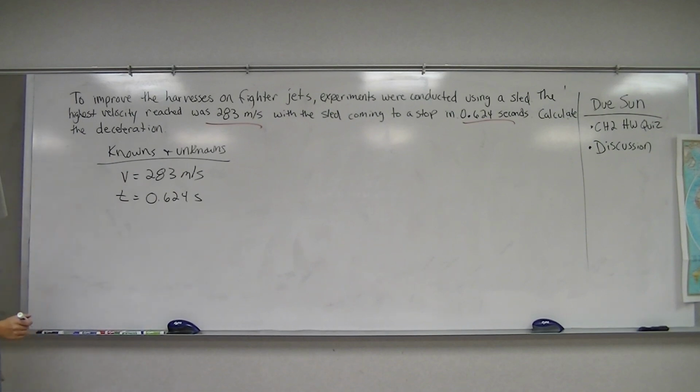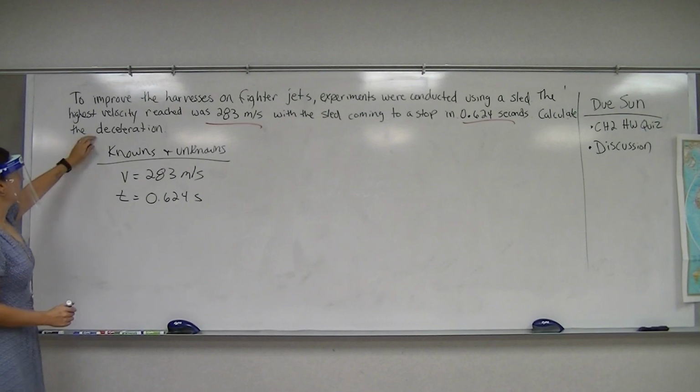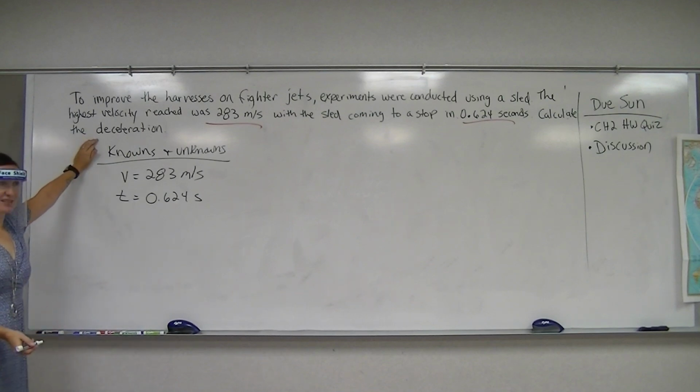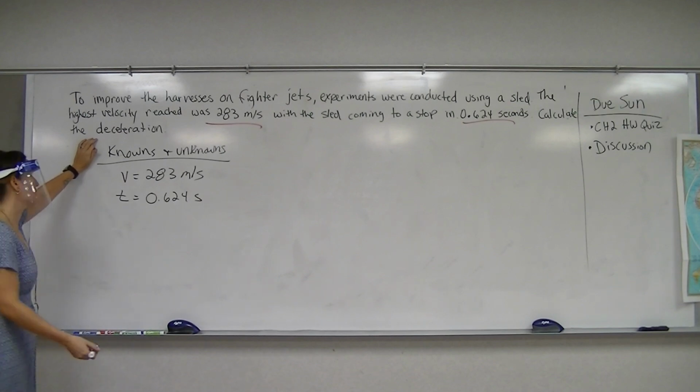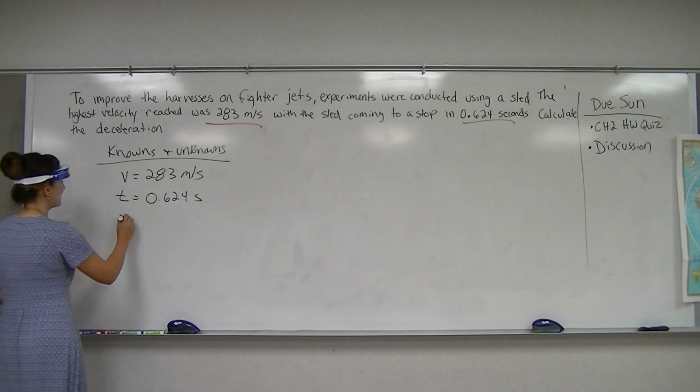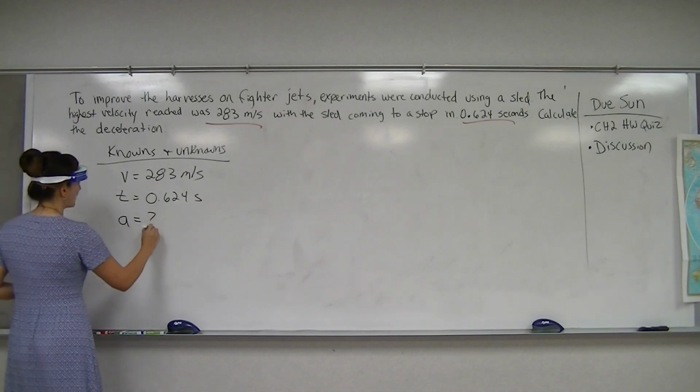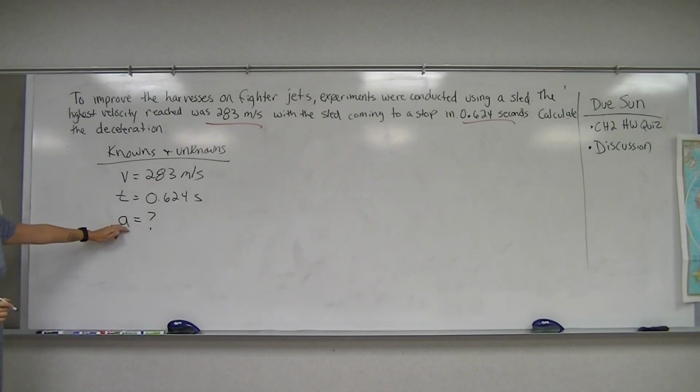Then it says to calculate the deceleration. Well, deceleration is the same as acceleration. It's worded different because he's slowing down. When we're speeding up, we say acceleration. When we're slowing down, we say deceleration. But they're both represented by the same variable. Both are going to be A.